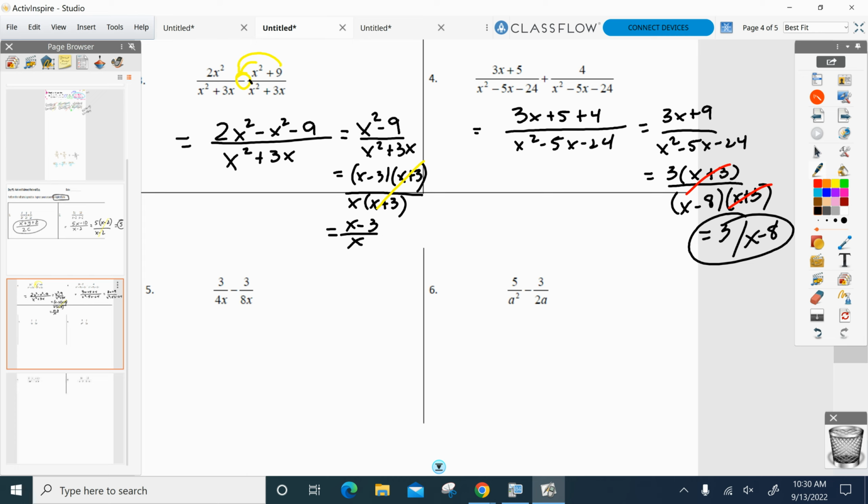Any issues with same denominator? So let's be honest here. You got to watch out for the negative so it gets distributed. And then you just got to make sure you factor and cross out at the end. That's it with same denominators.